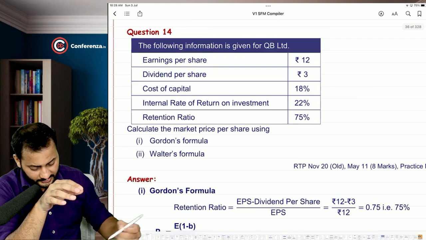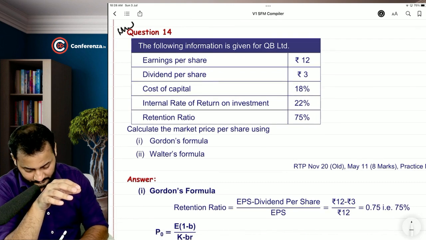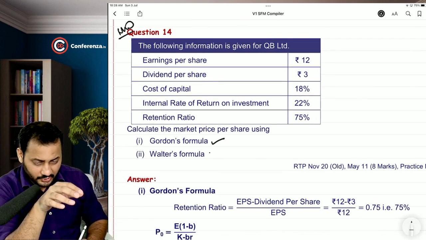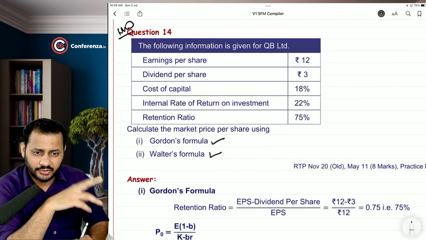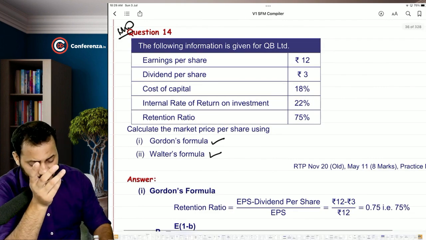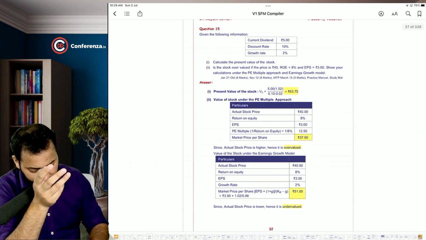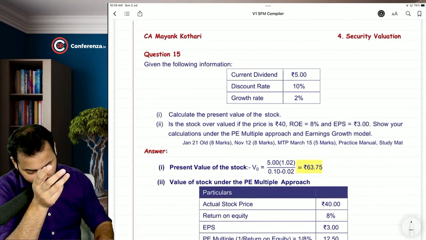Question number 14 is your homework. Now you know the Gordon's formula, you also know the Walter's formula. You just need to put down the values and then find out the answer. So I'm just skipping this question. Let's discuss question number 15.